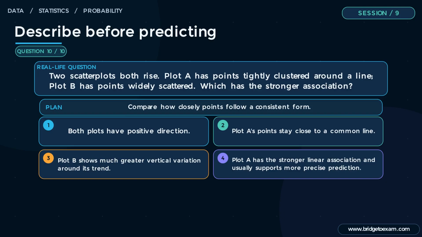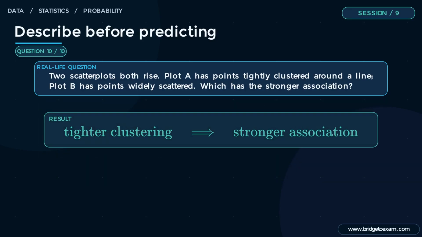Step 4. Plot A has the stronger linear association and usually supports more precise prediction. Quick check. Strength refers to closeness to a pattern, not the steepness of the line. This matters in real life because model users assess strength before deciding how much confidence to place in predictions.